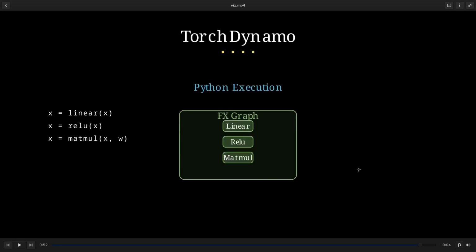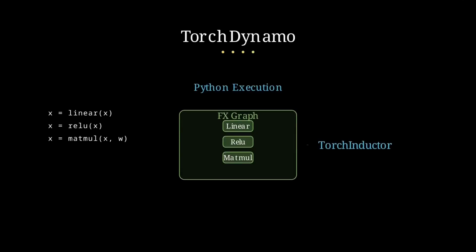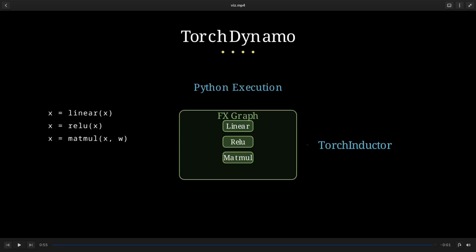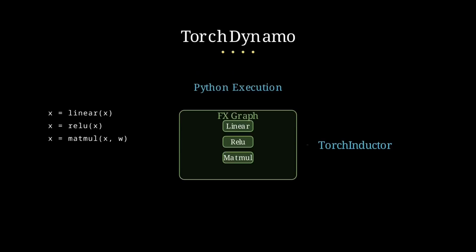Now, once the FX graph is ready, TorchDynamo is basically finished and it hands the graph over to TorchInductor. TorchInductor is basically the compiler. It looks at the graph, finds opportunities to fuse operators, plans memory, schedules execution, and finally generates highly optimized kernels for your CPU or GPU. So if you think about the pipeline like this, TorchDynamo is just to capture, and TorchInductor is the compiler.